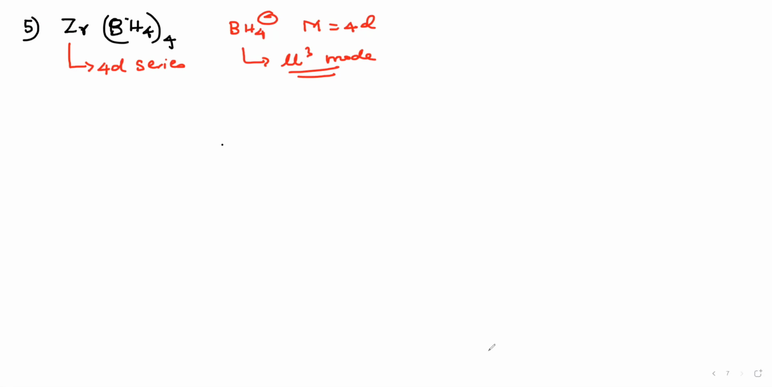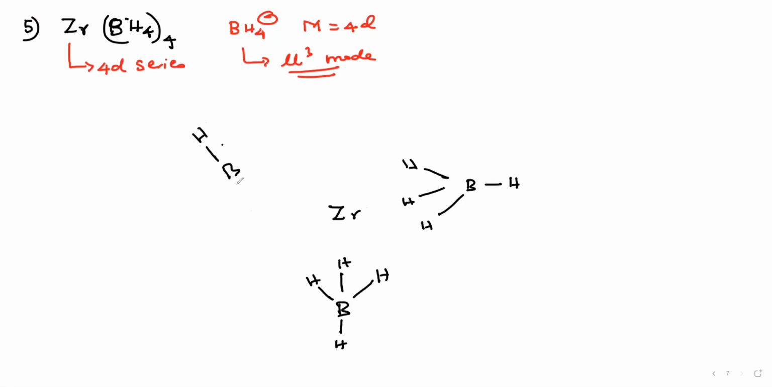Here zirconium, here zirconium. Here boron, 1 hydrogen, 2 hydrogen and 3 hydrogen. Simple. Similarly, this one: here boron, 1 hydrogen, 2 hydrogen and 3 hydrogen. Now this is boron, here 1 hydrogen. Which type of bonding takes place? Mu3 mode, right? Mu3 mode. Therefore 1, 2, 3, and next 1, 2, 3.